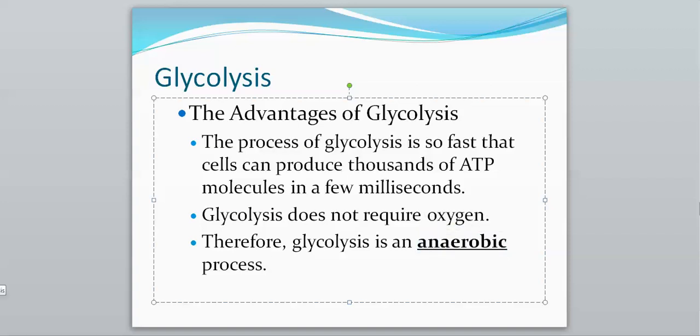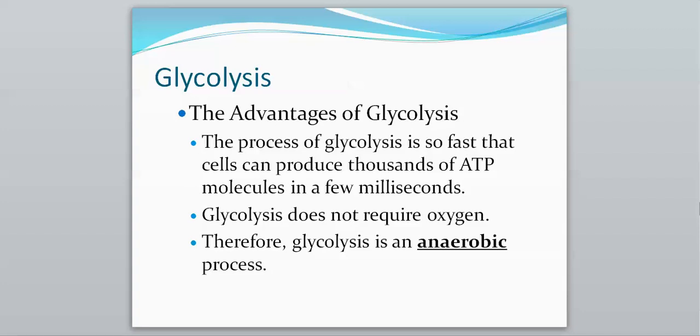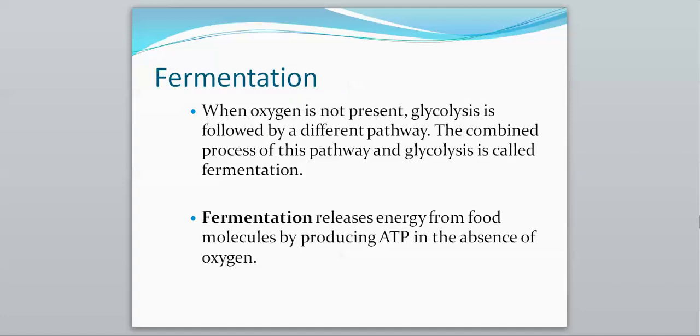So remember that term. So that's what happens for glycolysis. The molecules of glucose are broken in half, forming pyruvic acid. It happens very quickly, and no oxygen is required, therefore it is an anaerobic process. So then the next one is called fermentation.